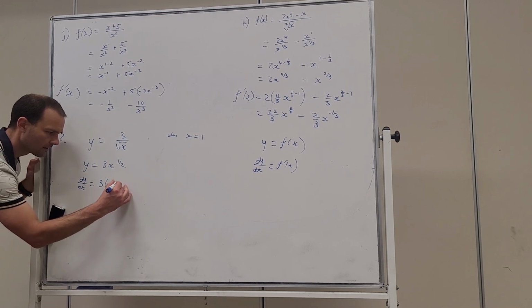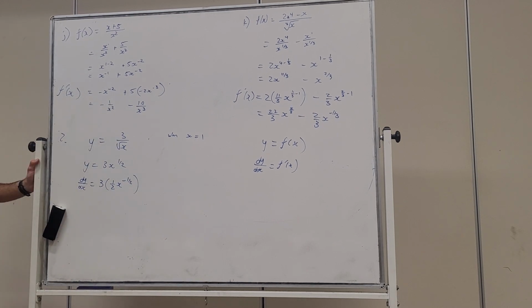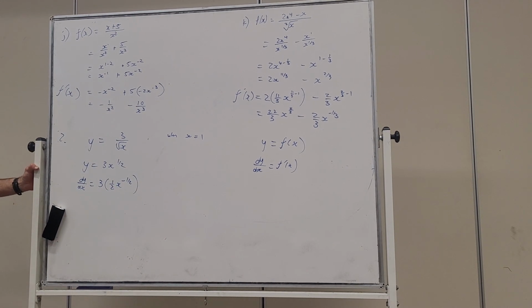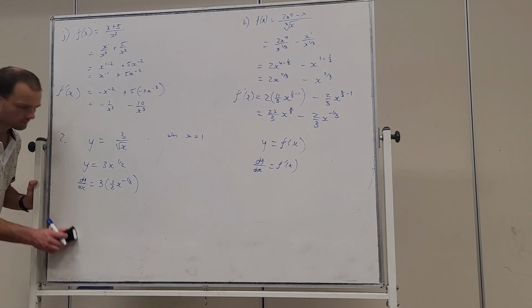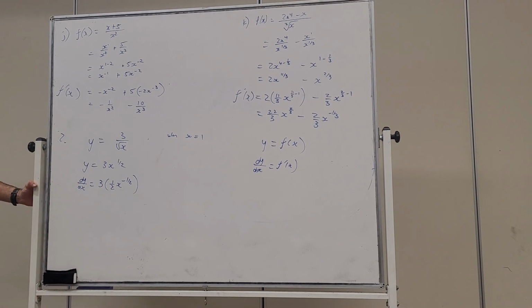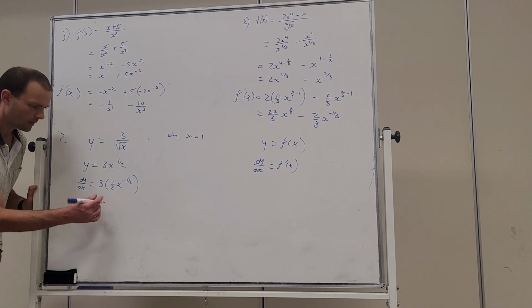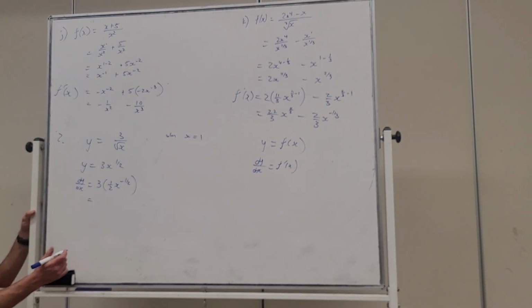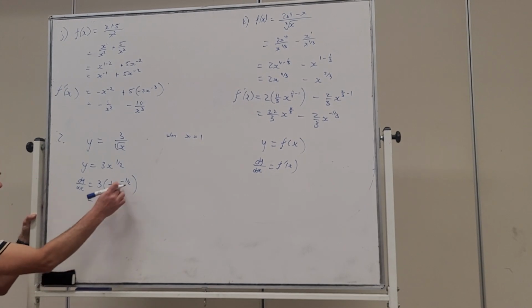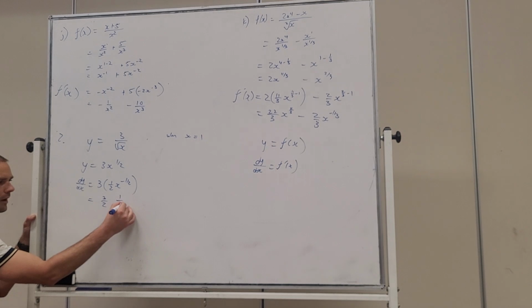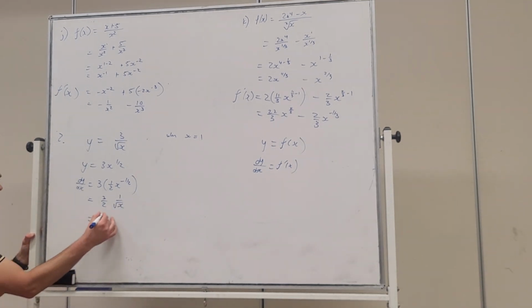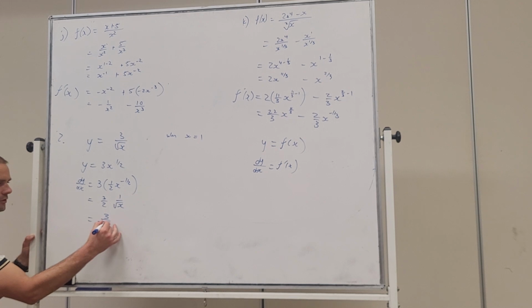n x to the n take 1. Okay, the 3 is just hanging out the front. Okay, then we can expand and simplify this. So it becomes 3 on 2, and x to the minus half is 1 on root x. So the derivative function is 3 on 2 root x.